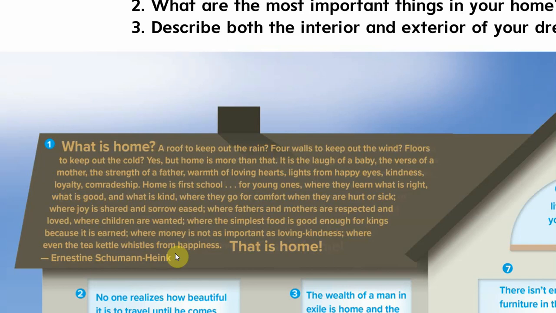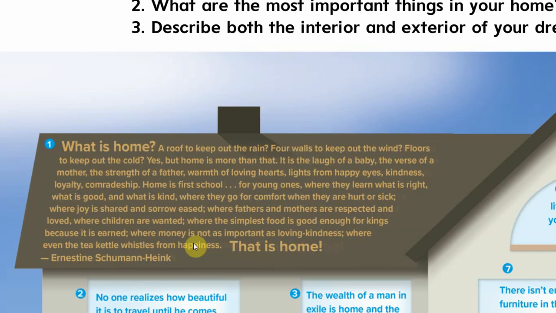Where they learn what's right, what's good، حيث يتعلمون ما هو الصواب وما هو المفيد لهم, and what is kind، وما هو الشيء الطيب. Where they go for comfort، المكان اللي بيروحوا يستريحوا فيه يبحثوا فيه عن الراحة when they are hurt or sick، لما يؤذوا أو يمرضوا. Where joy is shared، حيث تشارك المتعة, and sorrow eased، ويخفف الحزن. Where fathers and mothers are respected and loved، حيث يحترم ويحب الآباء. Where children are wanted، حيث الأطفال بيكون مرغوب فيهم.